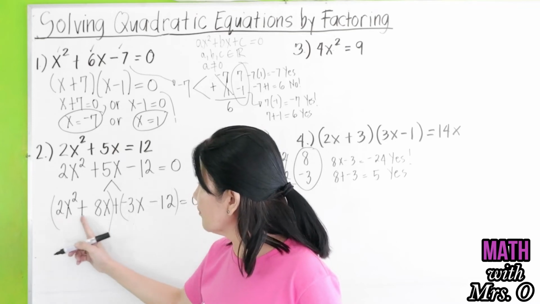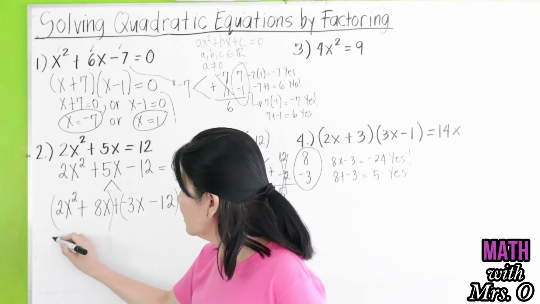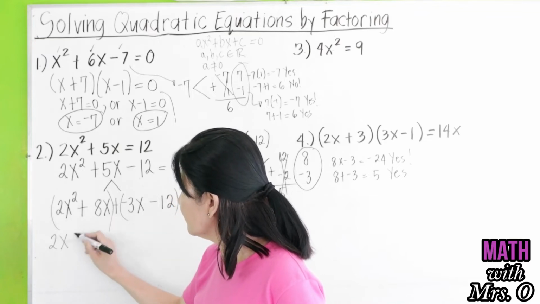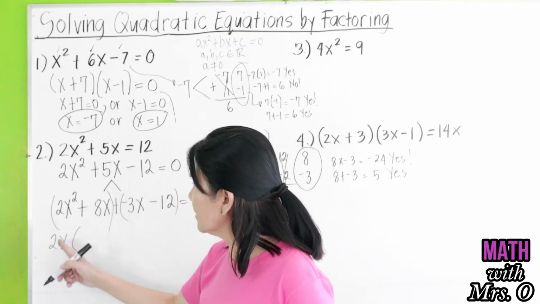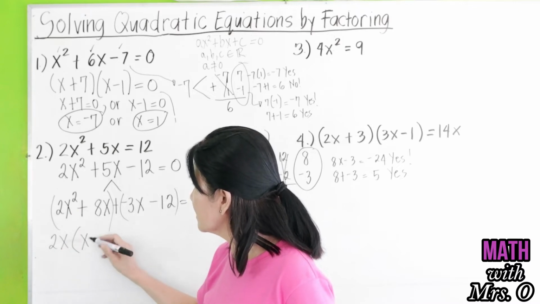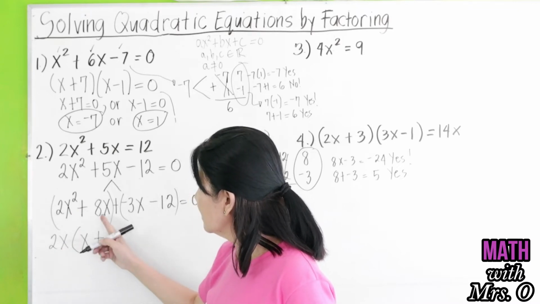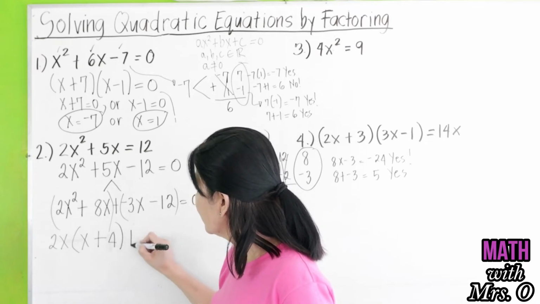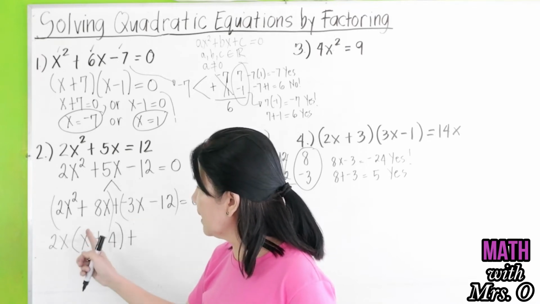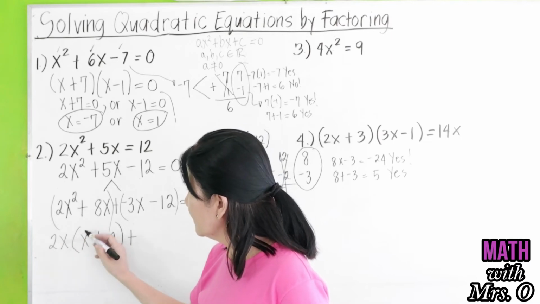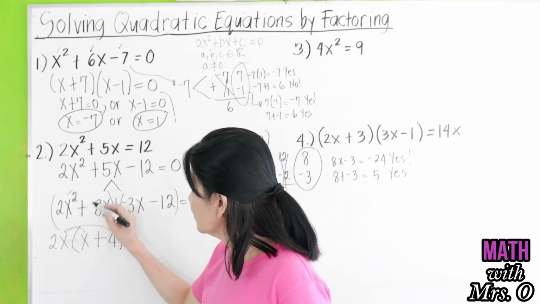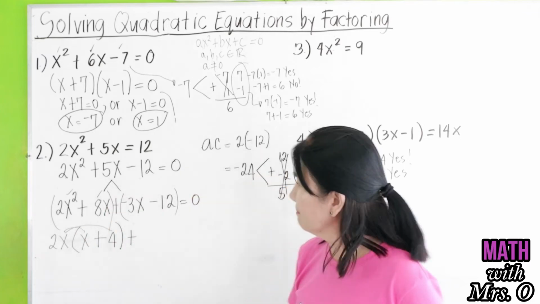So the greatest common factor of 2 and 8 is 2, and of x squared and x is x. Factor it out. 2x squared divided by 2x is x, plus 8x divided by 2x is 4. You can always check by multiplying, going back. x times 2x is 2x squared. 4 times 2x is 8x.